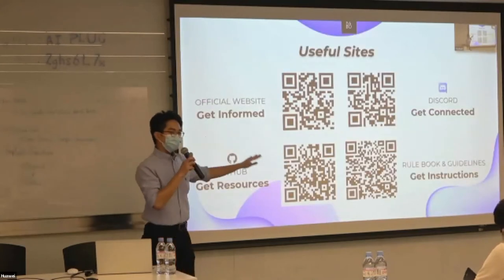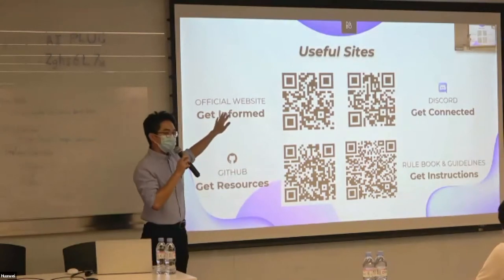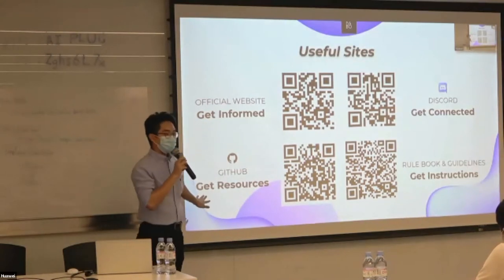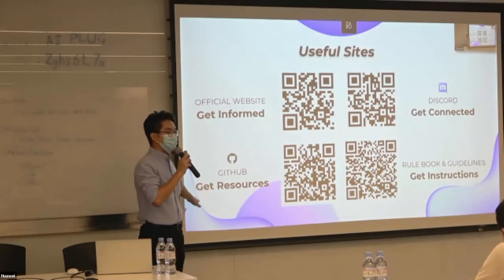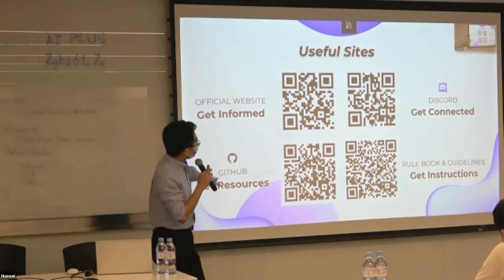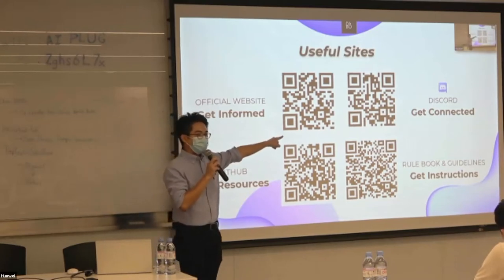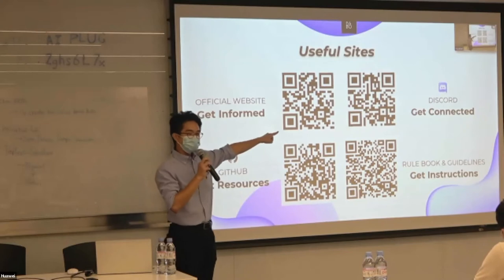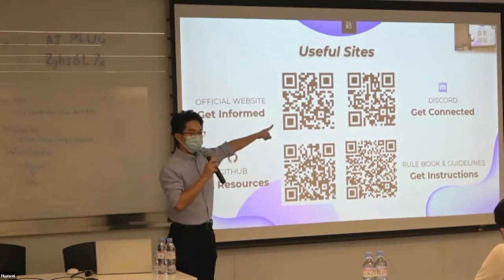These are all the websites that you need to pay attention to. First, the official website, mindsportchallenge.com. From there, you will get the link to go to the GitHub. All the useful resources are already posted there: all the training materials, data, notebooks, whatever. Discord is for communication. If you have any questions, or want to find friends, or maybe just want to complain, go to Discord.